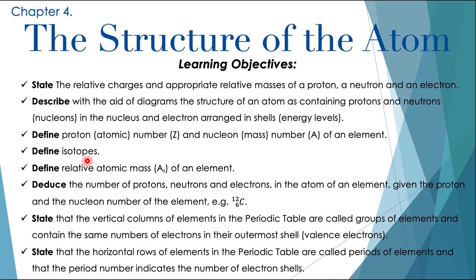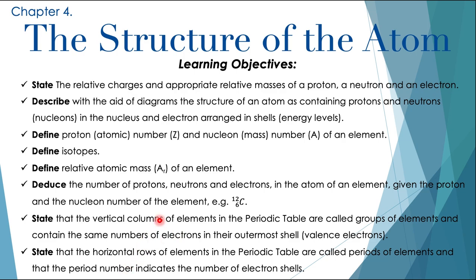We should be able to define isotopes, define relative atomic mass of an element, and deduce the number of protons, neutrons, and electrons in the atom of an element, given the proton and the nucleon number of the element, for example, carbon. State that the vertical columns of elements in the periodic table are called groups of elements and contain the same number of electrons in their outermost shell. These are valence electrons. And state that the horizontal rows of elements in the periodic table are called periods of elements and that the period number indicates the number of electron shells. So these were the learning objectives that we're going to complete in this chapter.